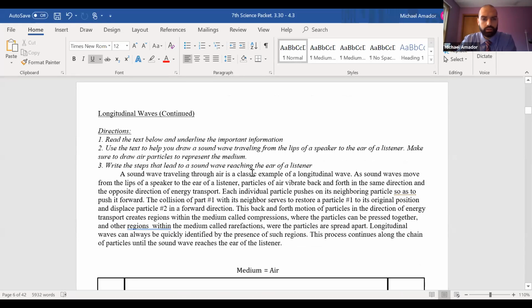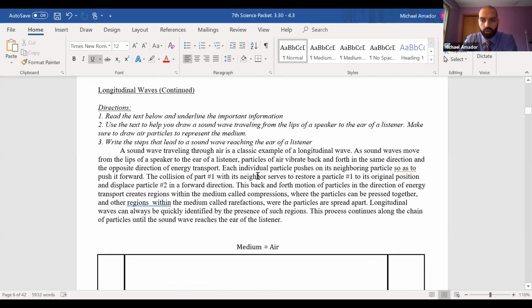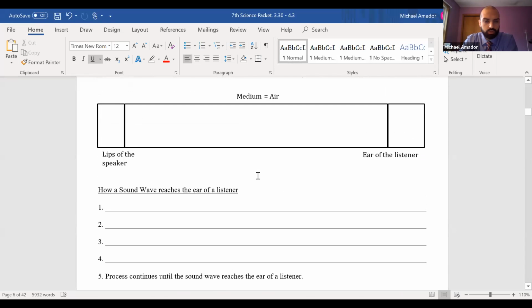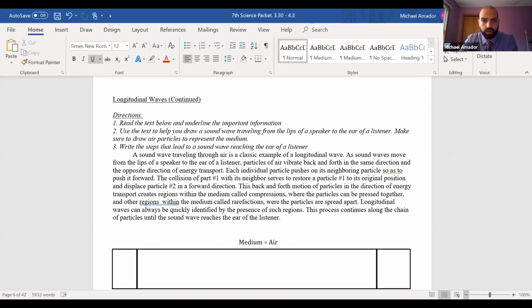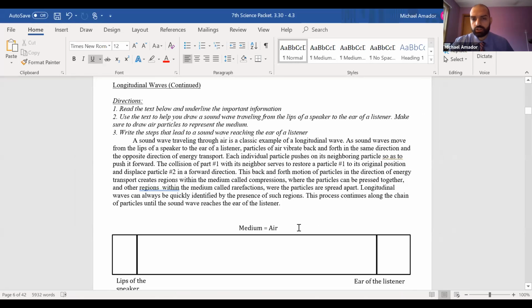So for longitudinal waves, what I want you to do is take a look at this portion here. Read about longitudinal waves. It talks about how sound waves work. It describes that energy transfer from particle to particle. Then using the information that you're reading, see if you can draw what the longitudinal wave looks like. If you actually have the packet, you'll draw it right there. And if you don't, just draw it on a piece of paper. Don't be fancy with it.